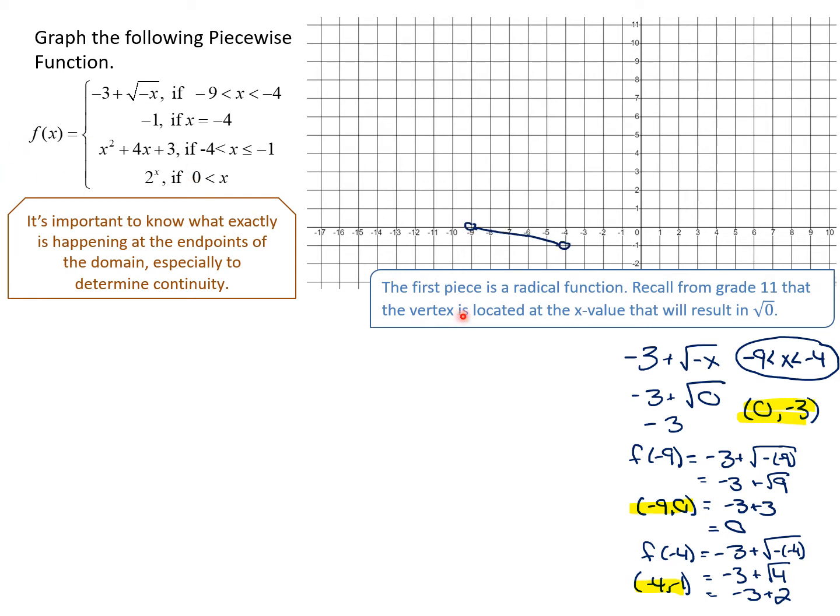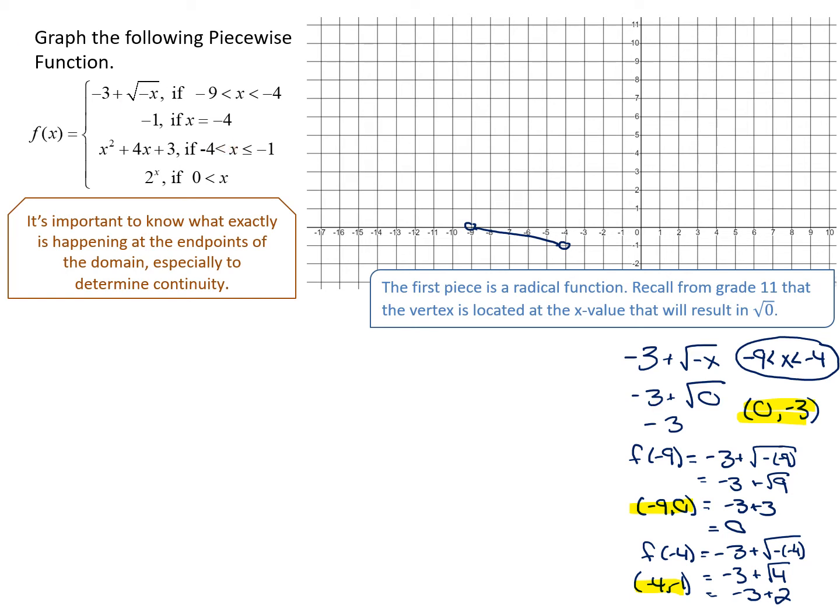All right, there's the first piece done. We've graphed this piece here. Now we're going to try and graph this section: f at x equals negative 1 if x is equal to negative 4. What do you think that means?